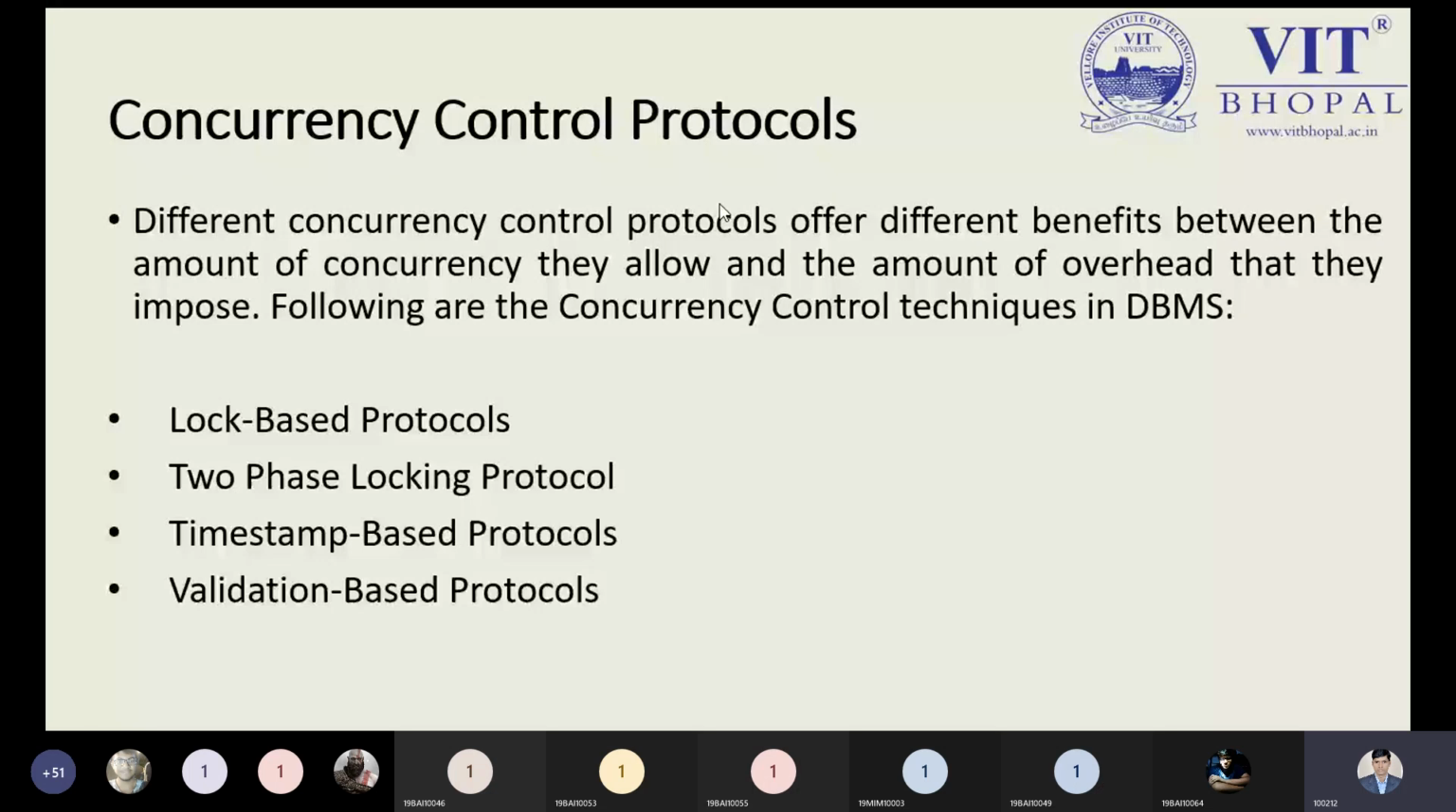See, the log based protocol is a very interesting part, and it is important for examination purposes. The validation based protocol is not part of the curriculum, so we will cover the log based protocol, two-phase locking protocol, and timestamp based protocol. If time permits, then we will see the validation based protocol, but first we need to focus on the log based protocol, two-phase locking protocol, and timestamp based protocol.